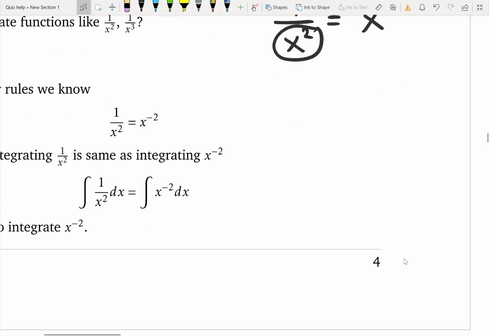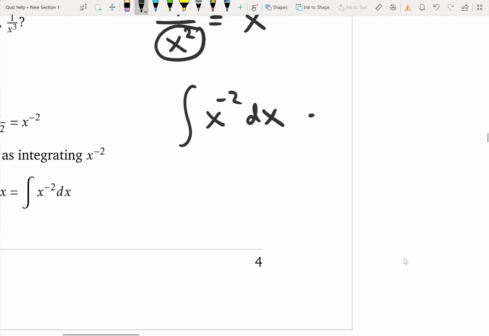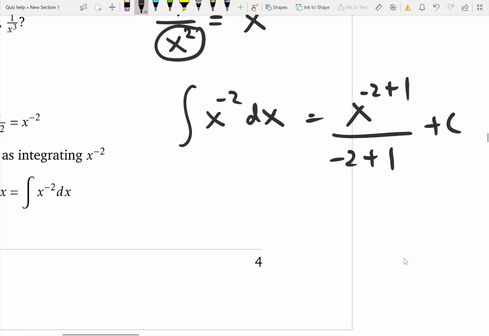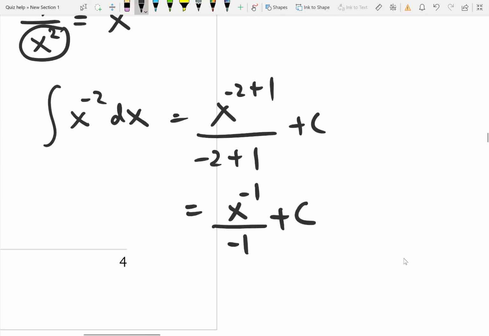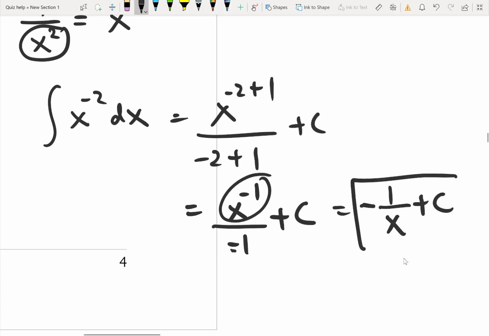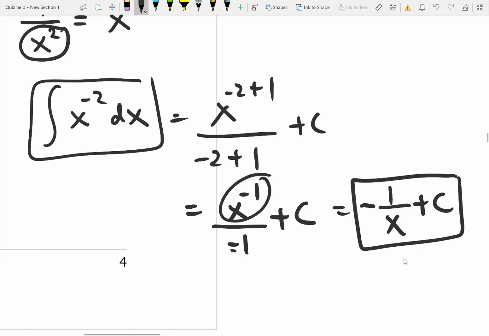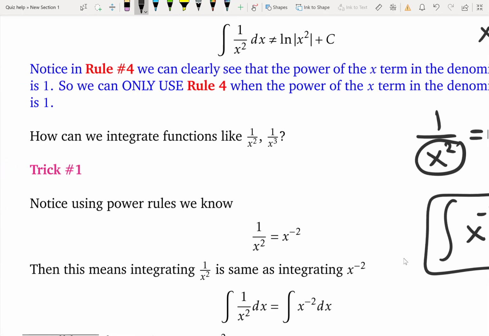Now how do you integrate x to the negative 2? Well, we learned that in the first video, right? So this is x to the negative 2 plus 1 over negative 2 plus 1, now we can use this rule, plus c. So x to the negative 2 plus 1 is x to the negative 1, over negative 1, plus c. We can bring this negative up in front of everything, and x to the negative 1 we can take to the denominator. So this is what we get after you integrate x to the negative 2. Alright, that's a very important thing to know.